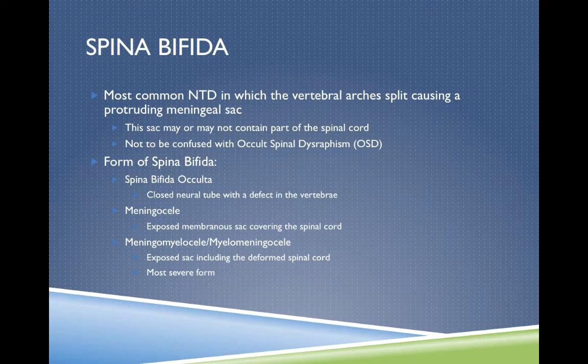And spina bifida. Spina bifida is the most common neural tube defect in which the vertebral arches split, causing a protruding meningeal sac. This sac may or may not contain part of the spinal cord, and is not to be confused with occult spinal dysraphism.